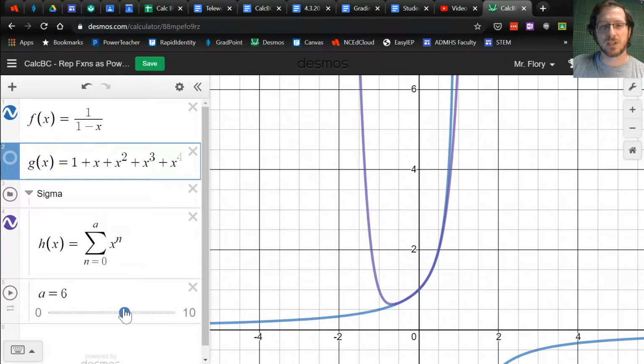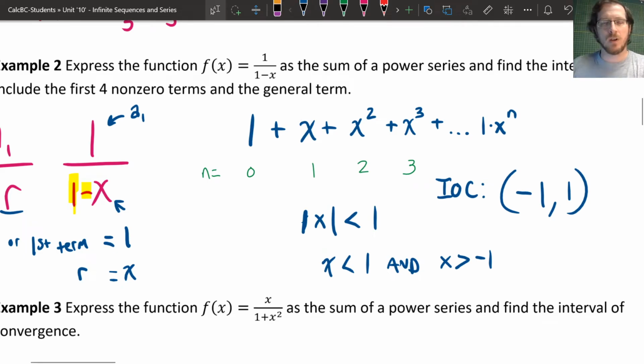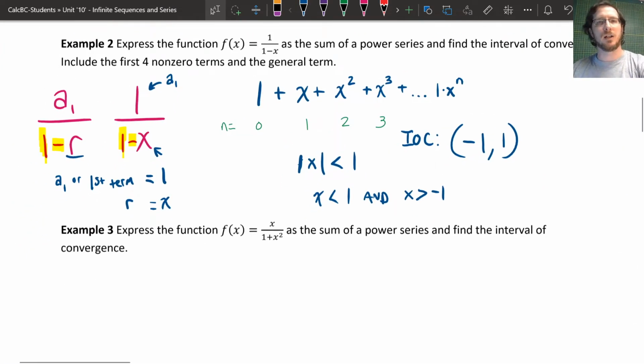All right, then we start to see again better and better approximation. You could go on more and more. All right, so that's the visual of what we're doing. I don't want you to lose sight in all of this algebra with these geometric series of what we're actually doing with this. We're modeling an actual function with a power series.